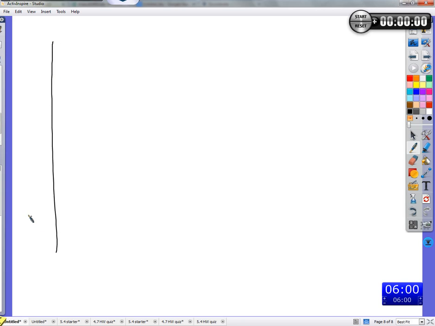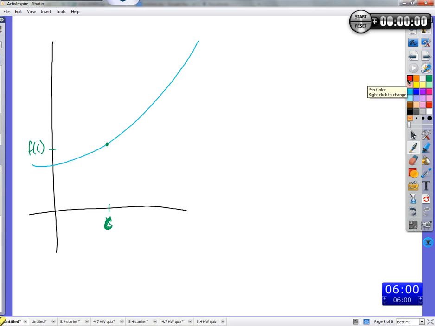We'll first start with the y and x axis. I'll draw you a function. I'm going to draw the line that's tangent to that function at some point. I'm going to use this point right here. That'll be at C. Let's use C, just to stay consistent with the book. And this is f of C. So the line tangent, I'll use red for that.